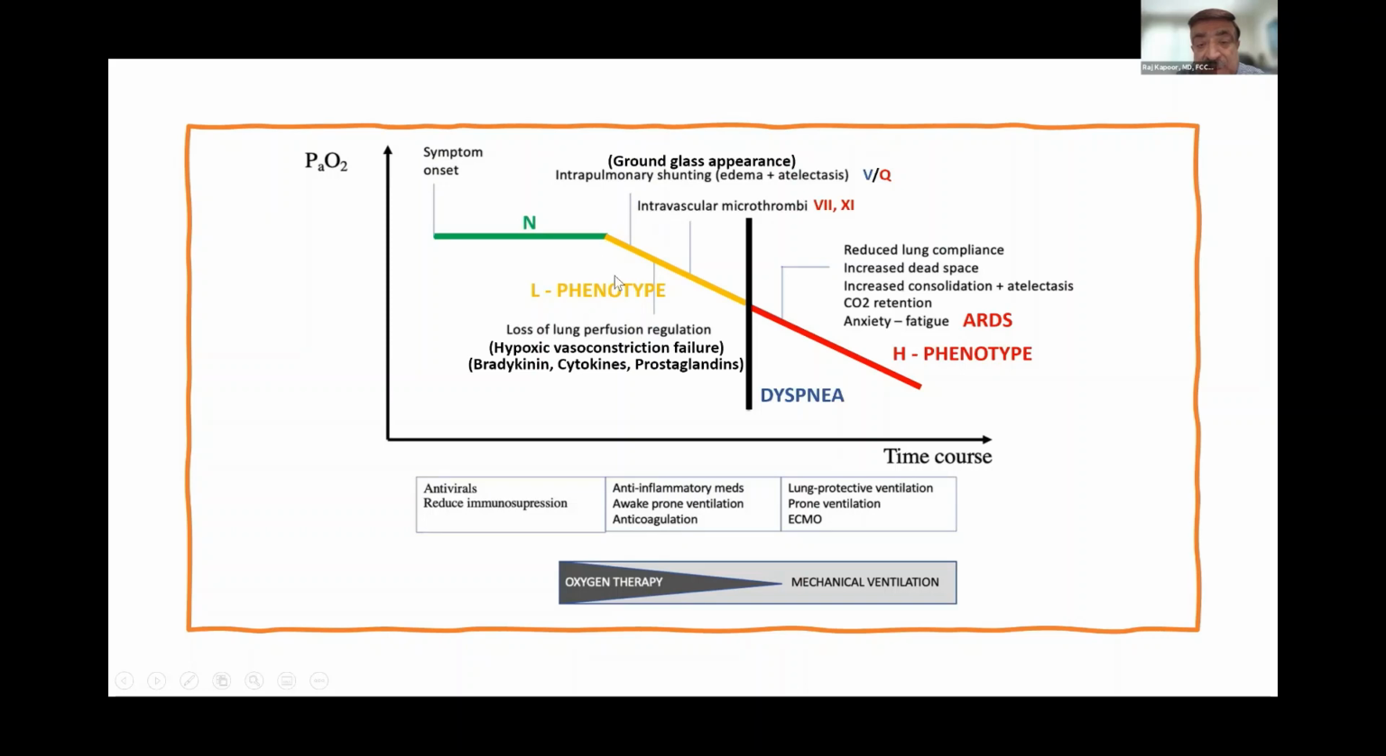And this is what you have to treat, which is the moderate disease. This is the mild disease, this is the moderate disease, and this is the severe disease. So that's why you have to use the antiviral here and reduce the immunosuppression, anti-inflammatory medications, prone ventilation, and anticoagulation. All these will depend, and the oxygen therapy will switch into mechanical ventilation as we progress from the L phenotype to the H phenotype.